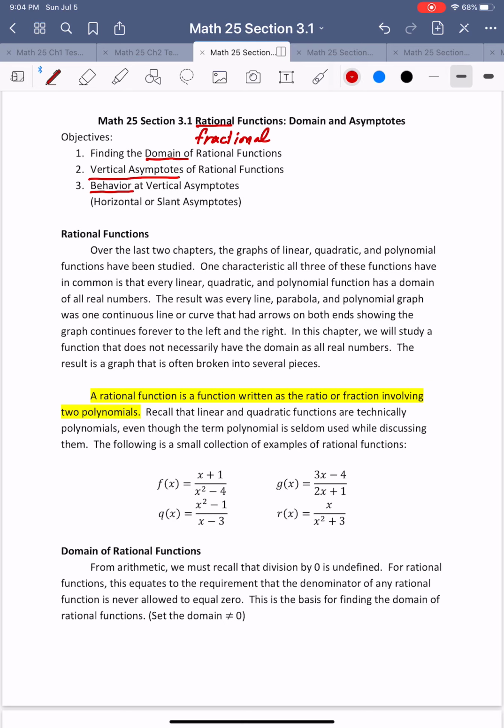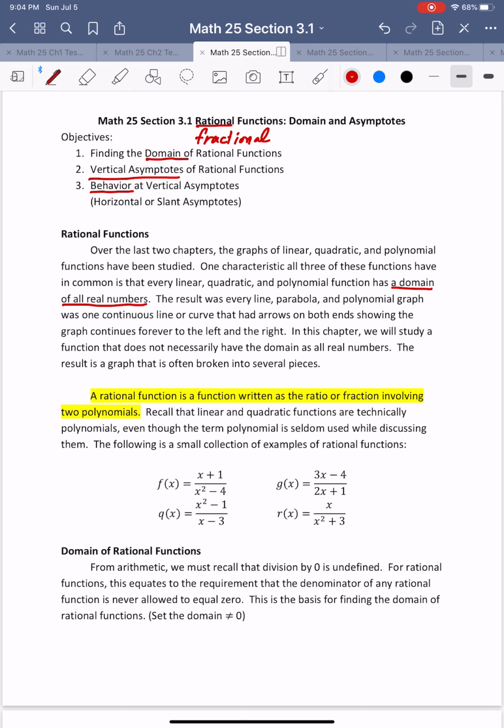All right, so over the last two chapters, the graphs of linear, quadratic, and polynomial functions have been studied. One characteristic all three of these functions have in common is that every linear, quadratic, and polynomial function has a domain of all real numbers, which means no x value makes an undefined case. The result was that every line, parabola, and polynomial graph was one continuous line or curve with arrows on both ends, showing the graph continues forever to the left and the right.